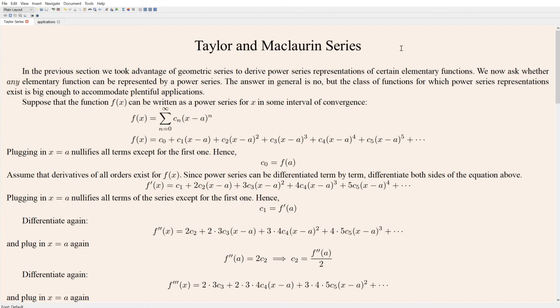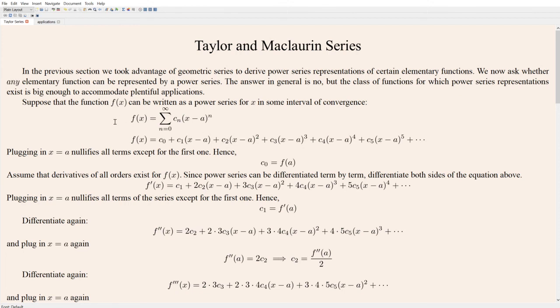So, in the previous section, we took advantage of geometric series to derive power series representations of elementary functions. Now, we want to ask if it is possible, in general, to take an elementary function and replace it with a power series. And in general, the answer is no. There are functions for which it is impossible to represent them as a power series. But the class of functions for which power series representations exist is still big enough to be super important in science.